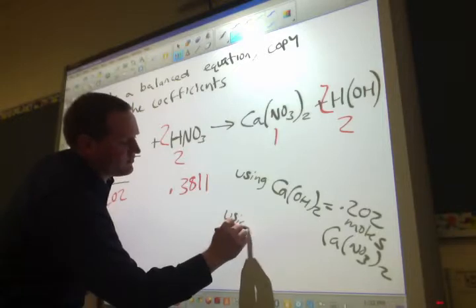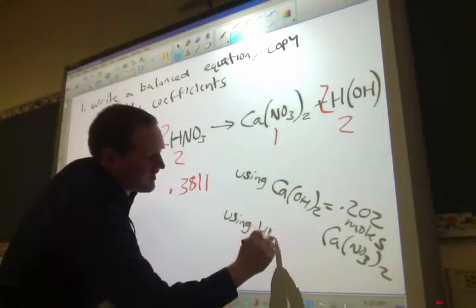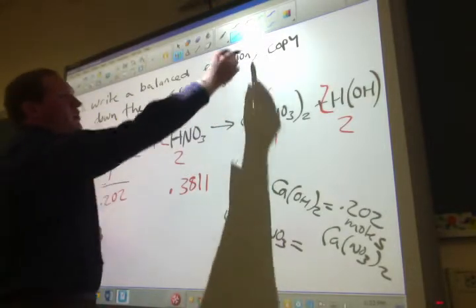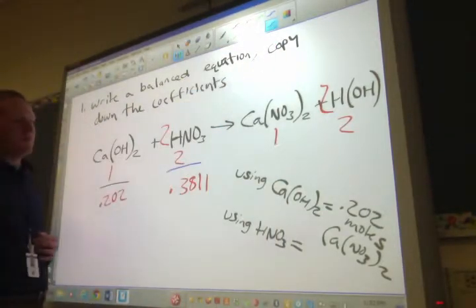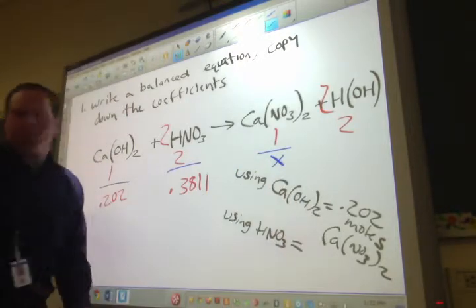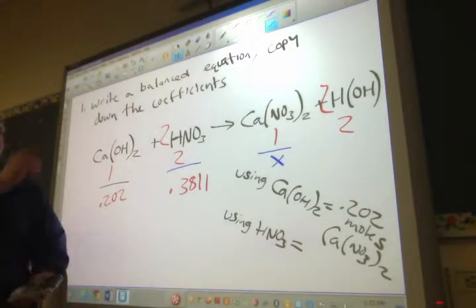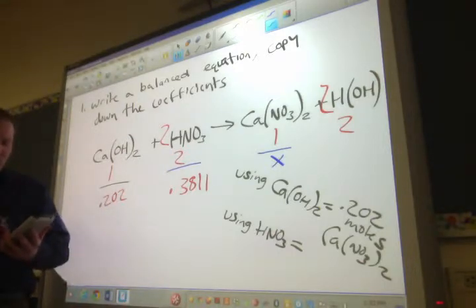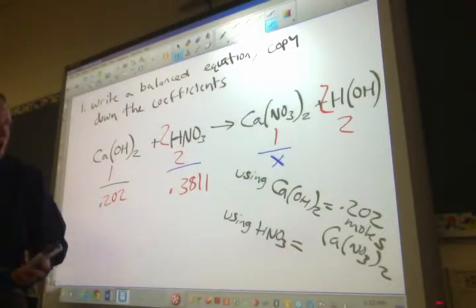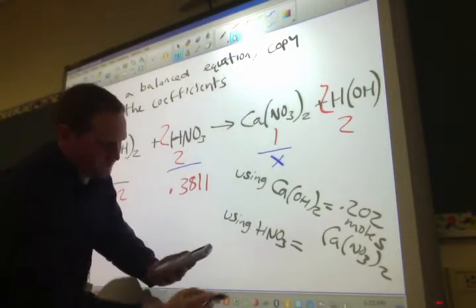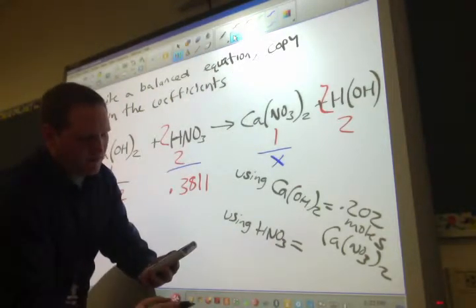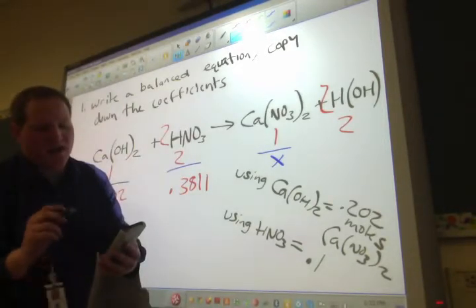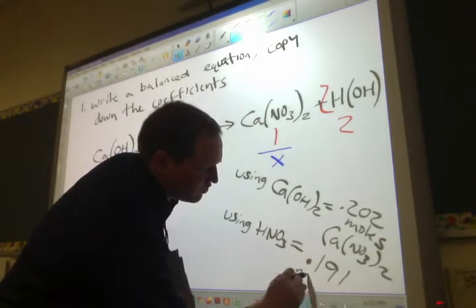So using HNO3, the formula we're going to use is 2 over 0.3811 equals 1 over x. And now we do have to cross multiply, so 2x equals 0.3811, so divide 0.3811 by 2. And this is going to give us 0.1906, or I'll call it 0.191 moles.